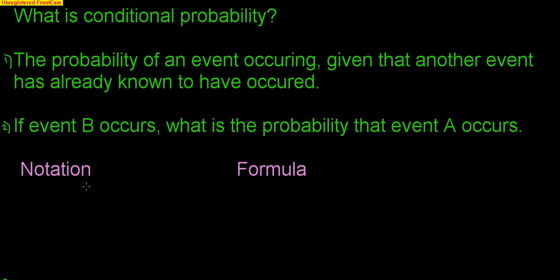Now we have a notation here, and again we use a P for probability, and we're trying to find the probability of A, but here comes what's new. We put a line here. Now this line literally means given. So we say, what's the probability of A given that event B has already occurred? So this is a new notation. We're trying to find the probability of A given that B occurs.